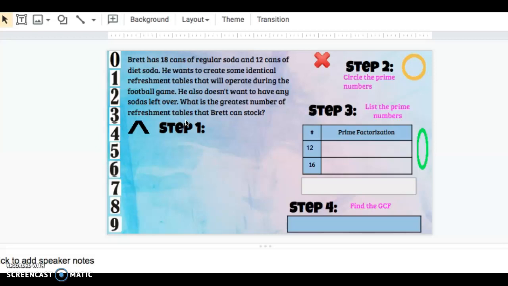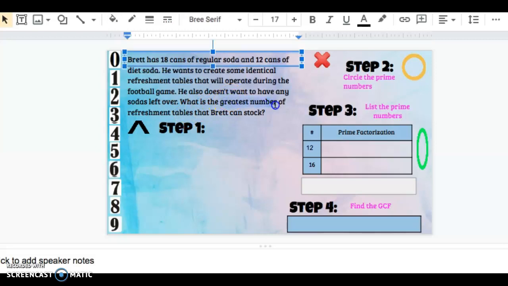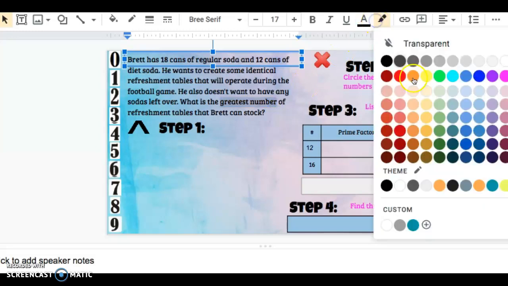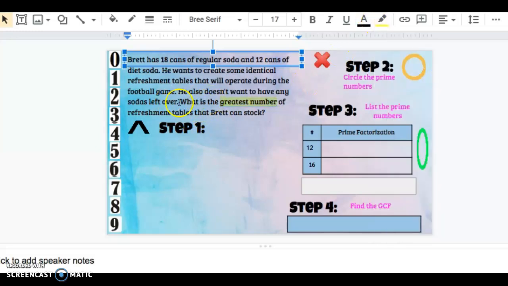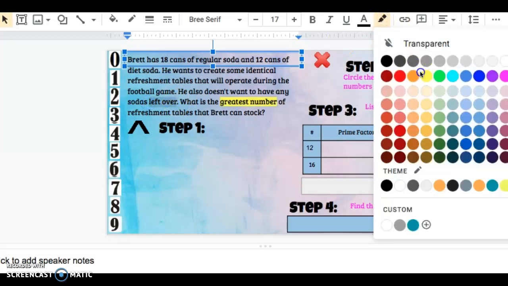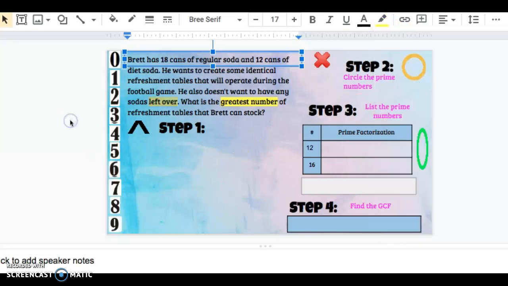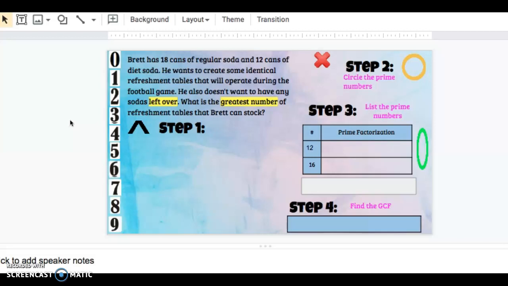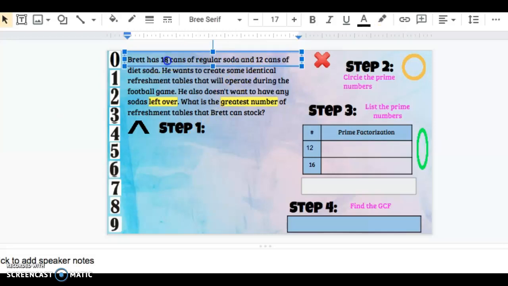So we need to figure out how many tables he could have without having anything left over. So our keywords, greatest number, okay? He also doesn't want any sodas left over. Wrong color, we want a yellow, left over. So those are the two words that tell us this is a GCF problem. So we have GCF, we have to break up our two numbers. So we have 18 and we have 12.